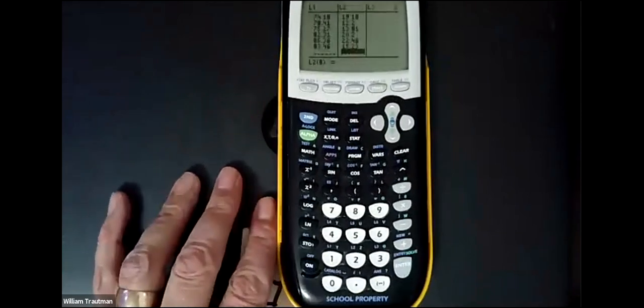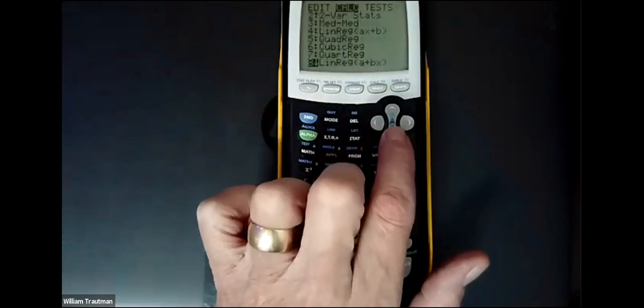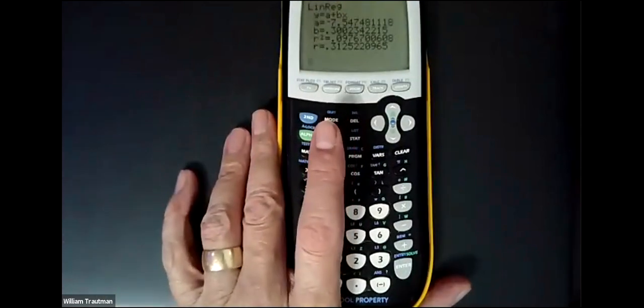Now we need to find A and B. Remember, you go to Stat, Calculate, and down to number 8, Linear regression. If you do number 4, you're going to get A and B backwards. So don't do number 4. Do number 8. Hit enter, enter. And it tells me what A equals and what B equals. And it even gives me R, which we're going to probably need later on.